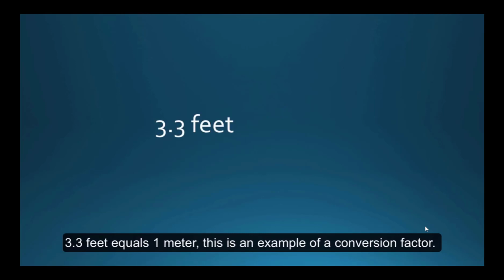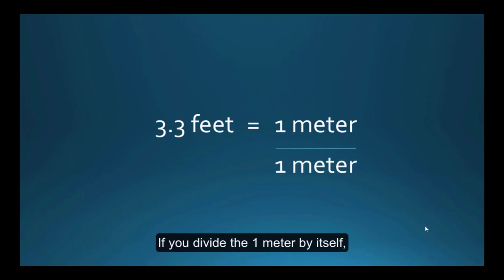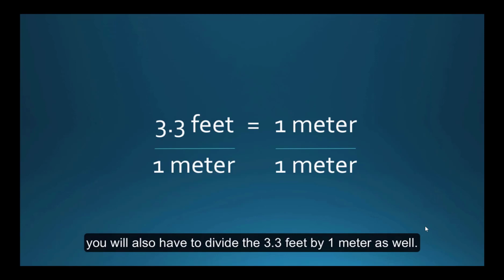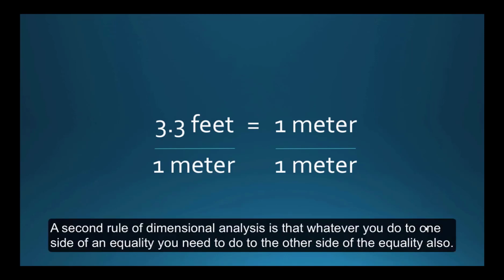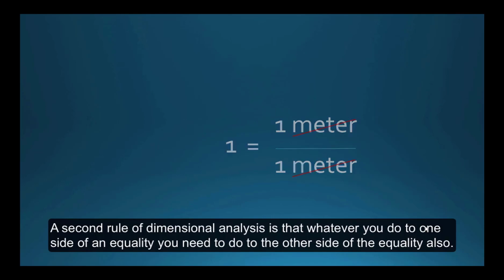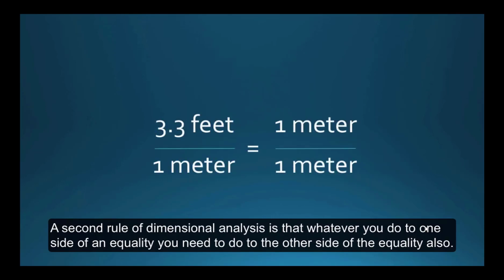3.3 feet equals 1 meter. This is an example of a conversion factor. If you divide the 1 meter by itself, you will also have to divide the 3.3 feet by 1 meter as well. A second rule of dimensional analysis is that whatever you do to one side of an equality, you need to do to the other side of the equality also.